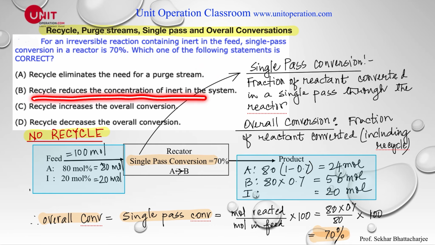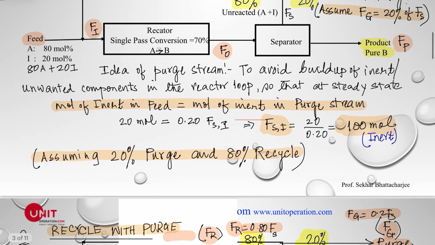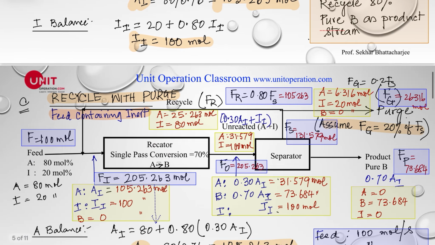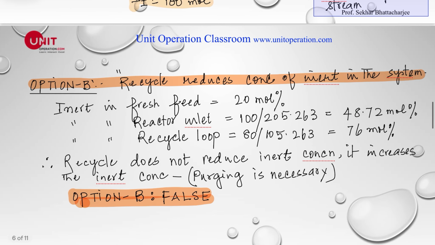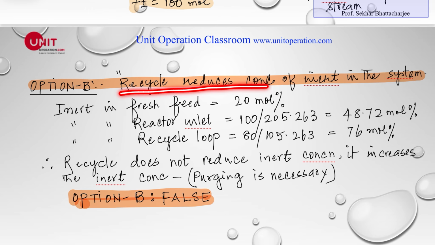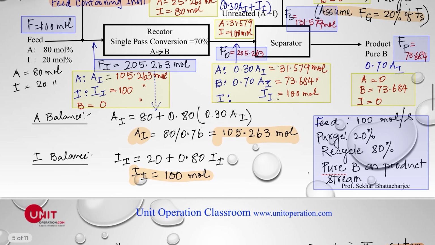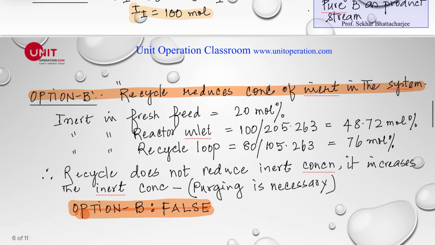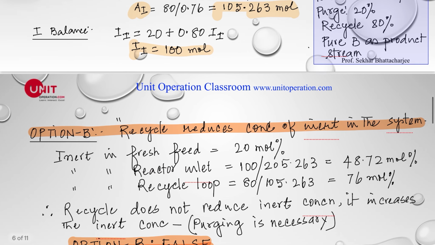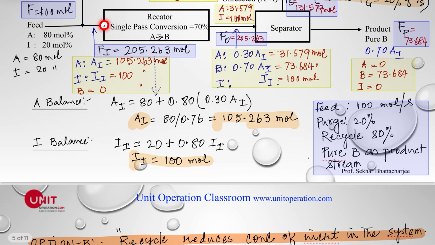Recycle reduces the concentration of inert in the system. Let us see if that is true or not. So these are my calculations, what we have done here. So this is the final calculations, what we have done. So option B, let's see if this is true or not. Inert in the fresh feed is 20 mole percent, which we have seen here. This is the 20 mole percent inert coming in. Reactor inlet, which is right here, is one inert.